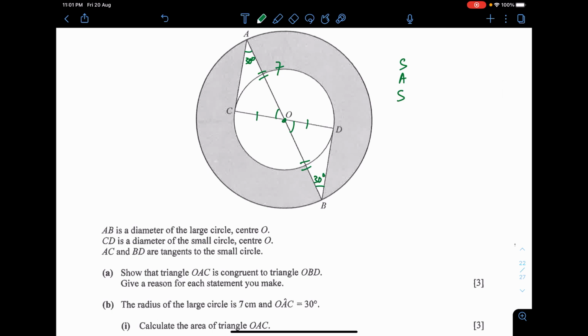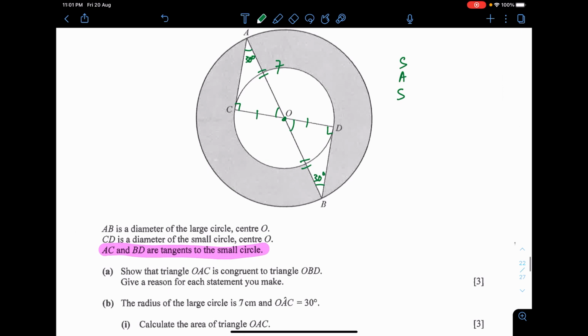One thing you need to know is that AC and BD are tangent to the small circle. Hence, tangent and also connected to the center, ACO and ODB are actually 90 degrees. You have to tell them about this property of circle. Hence I can use the property of trigonometry. 30 degrees, and then you want to find the area. In that case I need the opposite and I also need the adjacent. Well, let's do it one by one.